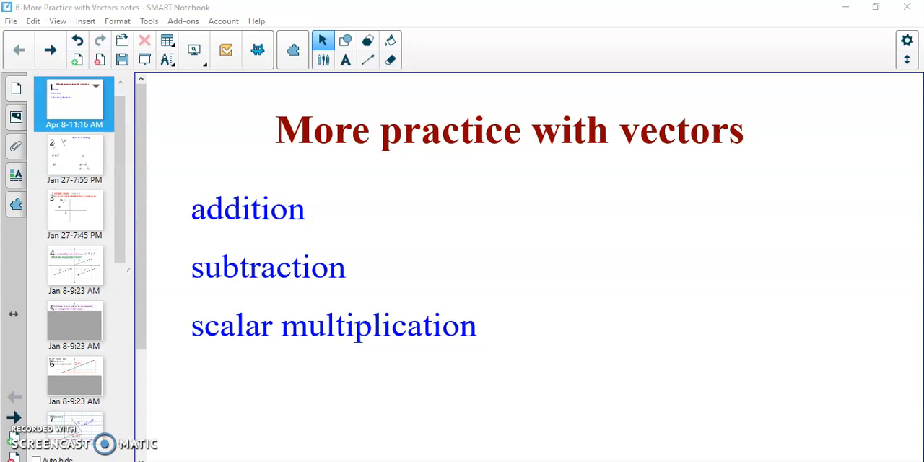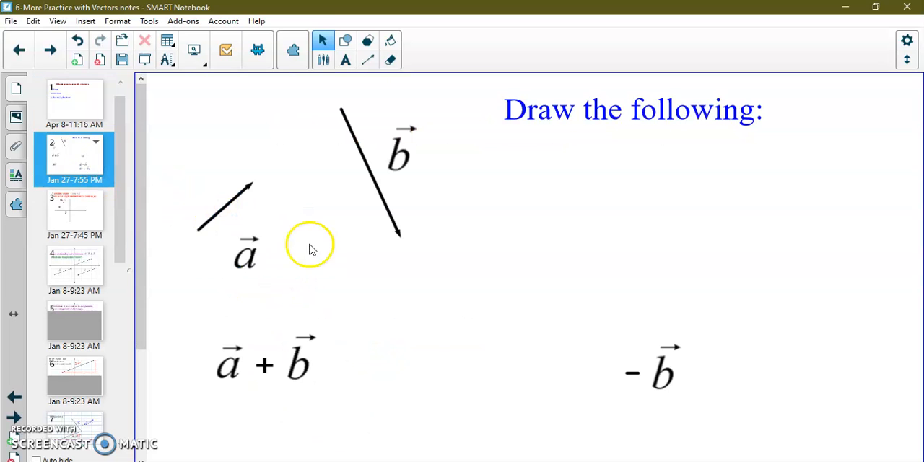In this video, we're going to do a little more practice with vectors, and more specifically, some practice with these different operations on a graph. So first, let's just draw a couple of the vectors here below. We've got vector A here and vector B. And let's first look at A plus B.